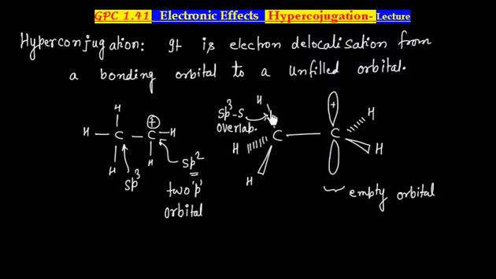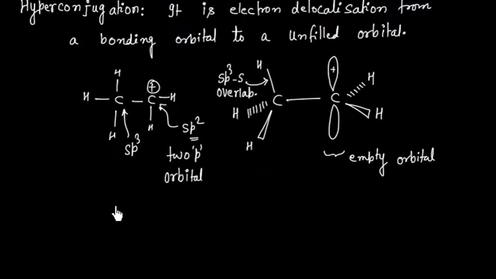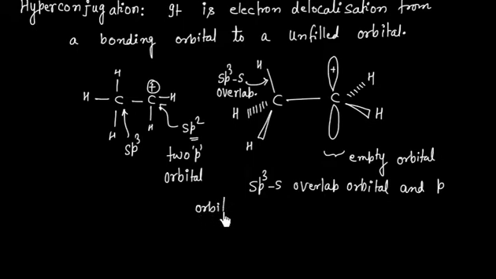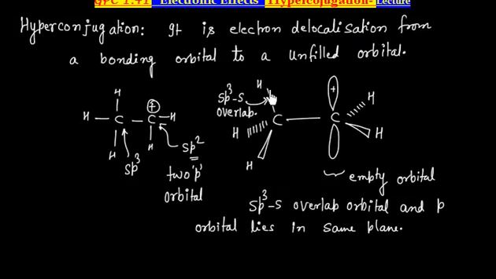Now this p orbital and the sp3-s overlap orbital lie in the same plane. So what is possible in this case? Electron can flow from this carbon hydrogen bond to this orbital. So basically there is a flow of electron from this bonding orbital to this unfilled atomic orbital.